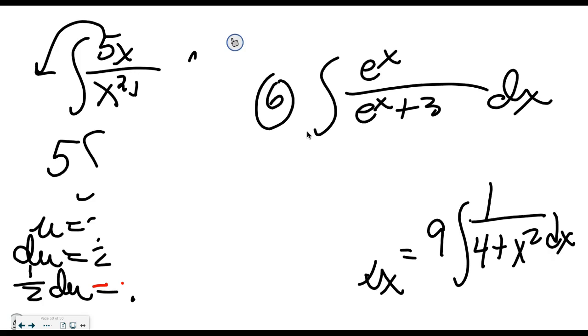Who's your u? Your only choice? The denominator. e to the x plus 3 would be my u. You can almost do this one in your head. du is exactly the rest of it. This is 1 over u du, y'all. This is a natural log, absolute value of u, plus Carl the constant. How are we doing?